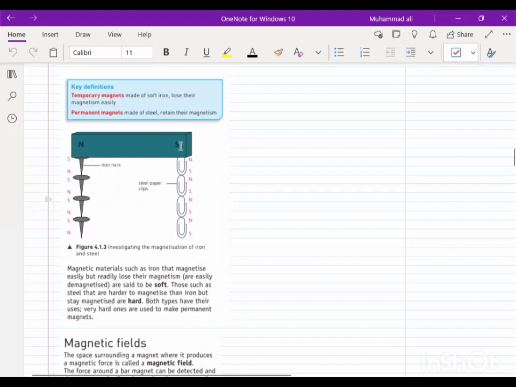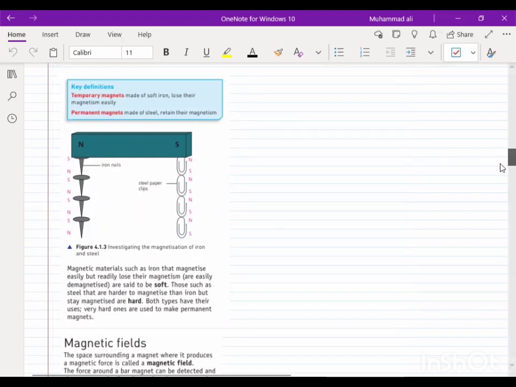Okay, the same for these paper clips as well, because they both are magnetic materials. But because iron is a soft magnetic material, when you remove both of these chains, steel is going to retain its magnetism, so the iron clips will remain attached. But because steel is a hard magnetic material, if you talk about iron nails, then when you remove it from the influence of this permanent magnet, it's going to lose its magnetism and the iron nails are going to fall. Okay, so this is the idea.